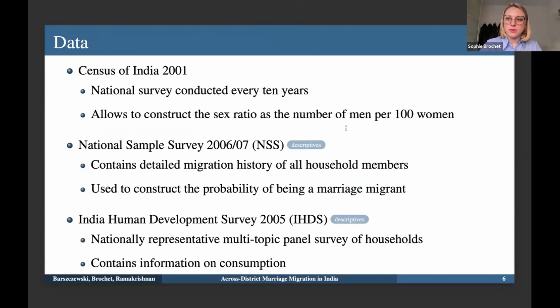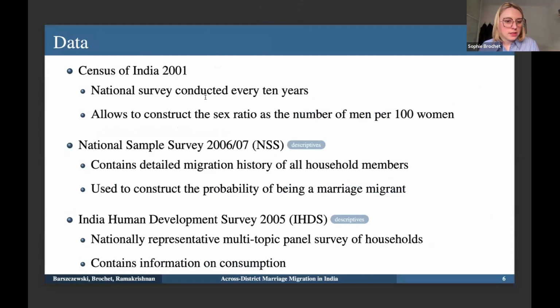The data we use comes mainly from three sources. First, there's the Census of India, and that allows us to measure sex ratios at the district level. We measure that as the number of men per 100 women. So when I say that the sex ratios are skewed toward men, what I mean is that the number is above 100, that I have more than 100 men for 100 women.